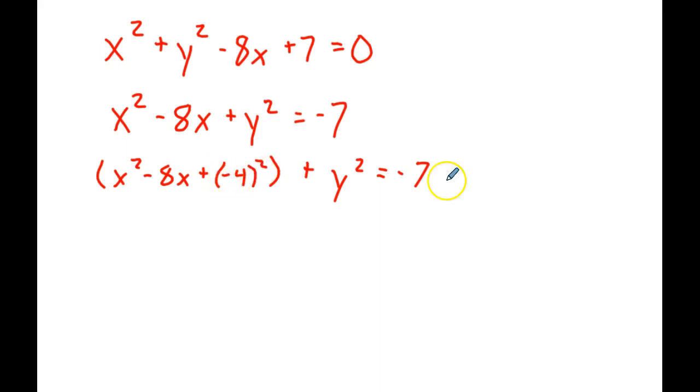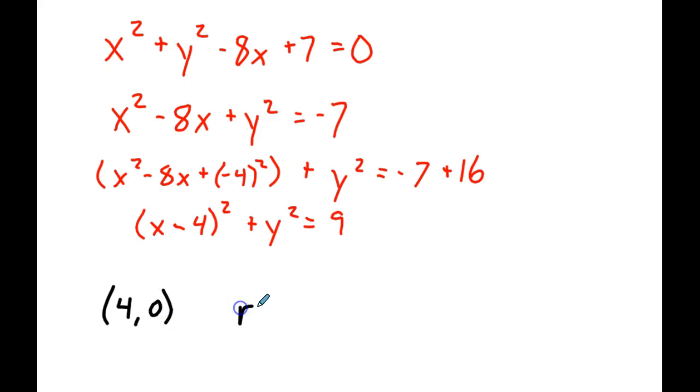Negative 4 squared is 16, so we need to add 16 to the right side of the equation. The reason we added b over 2, that quantity squared, is because it creates a quadratic trinomial that we can factor. If this was x squared, this is going to be x. Our middle term is negative, so this will be minus, and then we have 4. So that factors down into x minus 4 quantity squared plus y squared equal to negative 7 plus 16 is 9. So now we would identify the center of this circle, which is going to be at 4, 0.